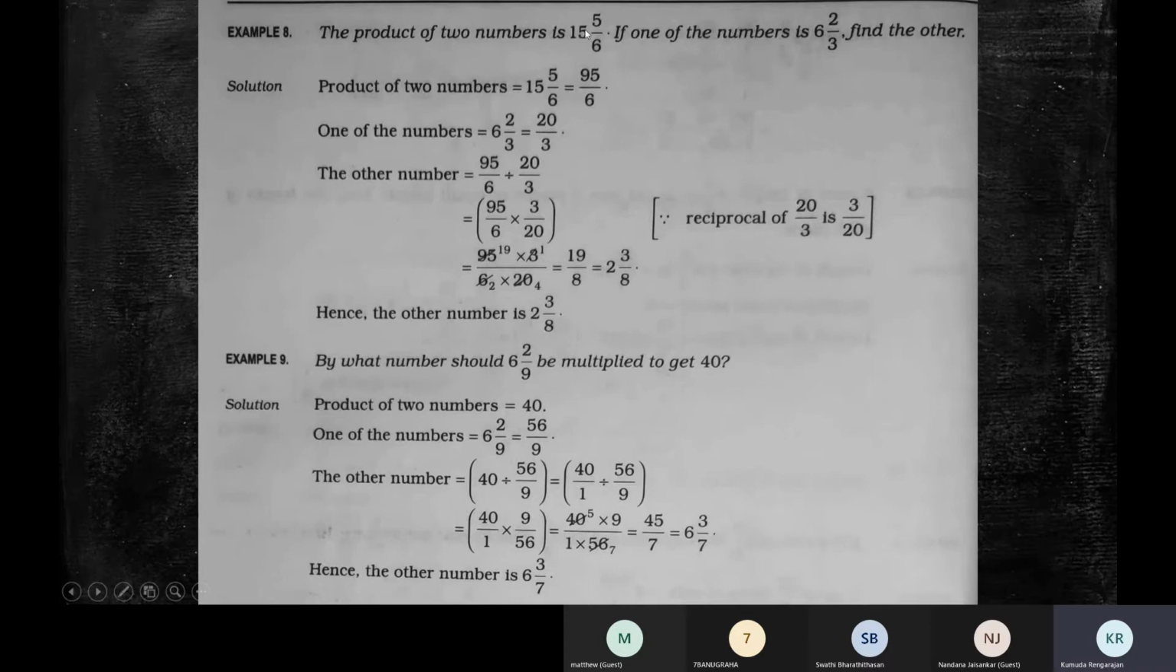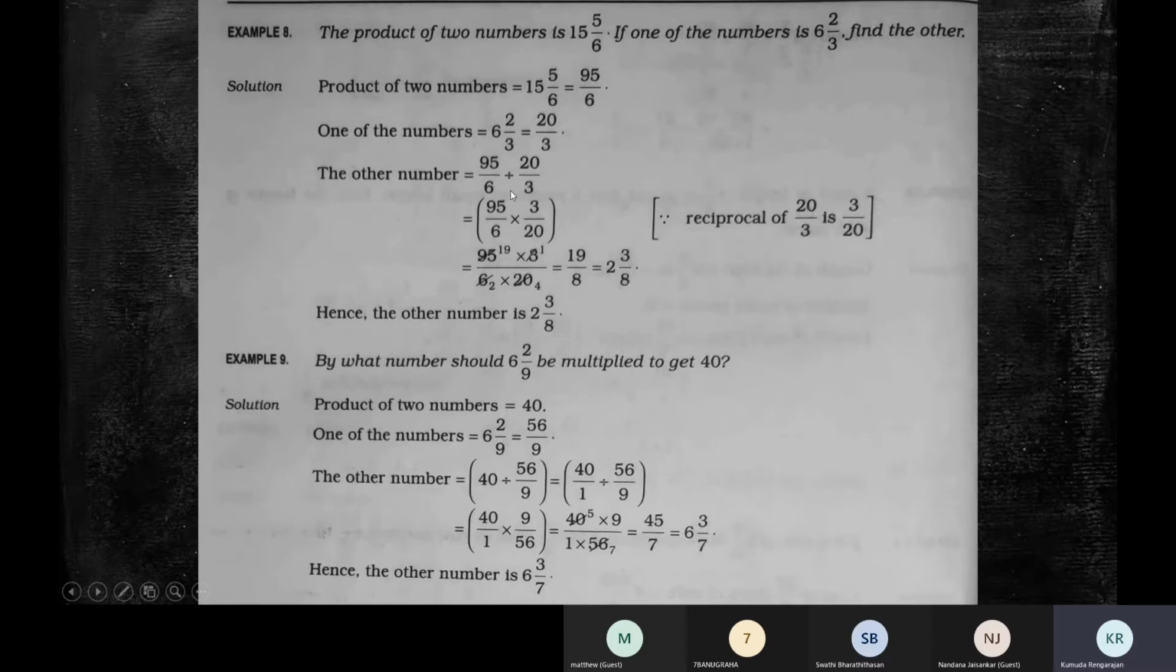So this situation is division. When you're given the product of two numbers and one of the two numbers, to find the other number, you must divide the product by one of the two numbers. See here, the product of the two numbers is 15 5 by 6. Write this mixed fraction as an improper fraction. One of the numbers is 6 2 by 3. Write it as an improper fraction. Now the other number will be the product divided by one number.